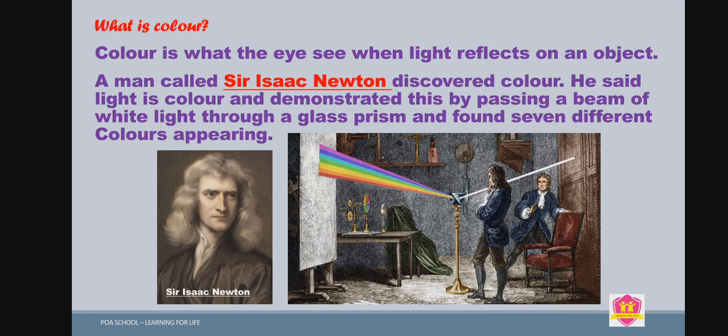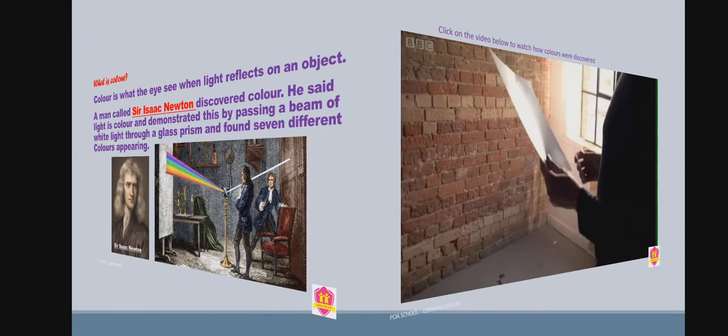And he did this by passing a beam of white light through a glass prism and found 7 different colors appearing. The image we see below is the personality we are talking about, the scientist, Sir Isaac Newton. Then the other one talks about how he was able to discover these 7 different colors by using a beam of white light through a glass prism and the reflection which strikes the surface of a wall. He was able to discover 7 colors out of it.